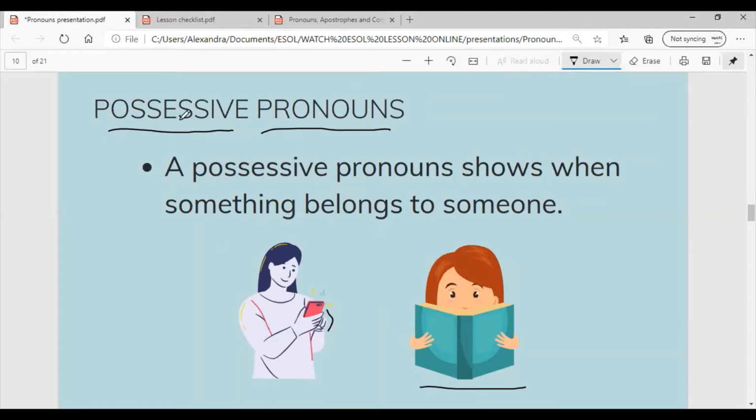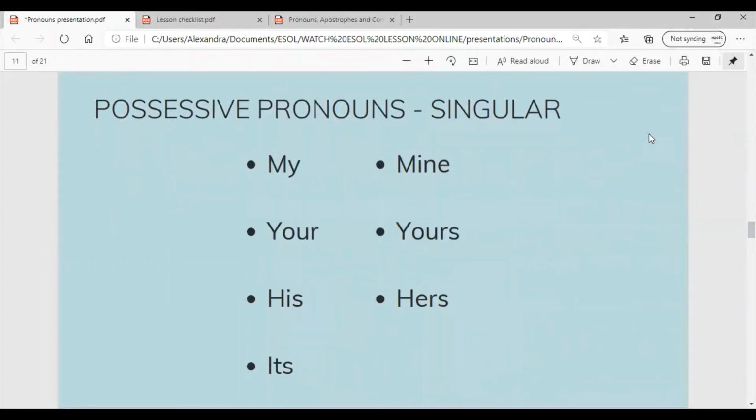So the word her would be a possessive pronoun, as not only is it describing the person with a pronoun instead of a noun, it is also telling us that something in the sentence, another object, belongs to that person. So here's a few lists of singular possessive pronouns.